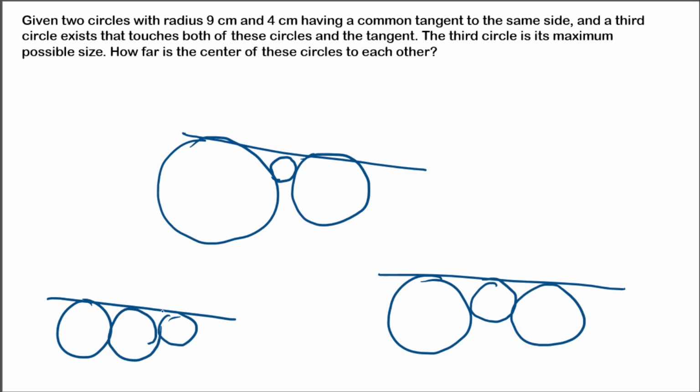And there is one keyword, that is the third circle is in its maximum possible size, right? That means these initial two circles are apart from each other as much as possible, right? So let us go back.